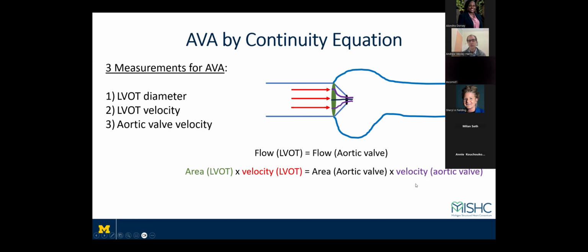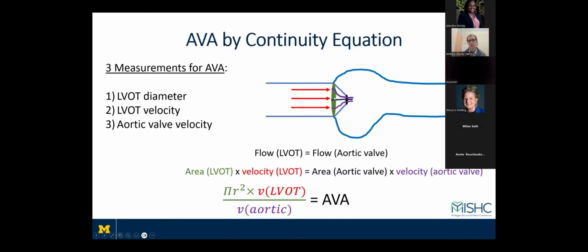And so this continuity equation breaks down into this: we can measure the area of the left ventricular outflow tract, this green circle here. We can measure the velocity at that point. And then we can also measure the velocity of blood as it accelerates and goes through the narrowest portion of the aortic valve where the velocity is going to be highest. Then we can change around the equation with algebra. And ultimately, this is how we calculate the aortic valve area.